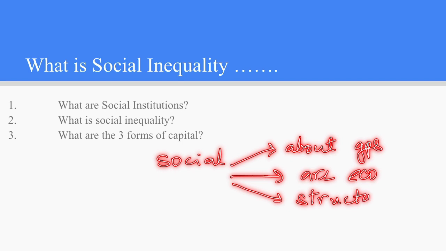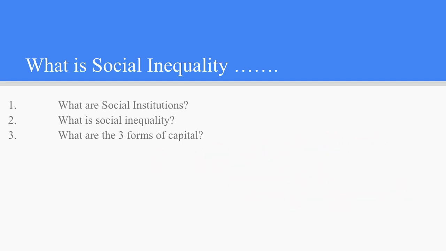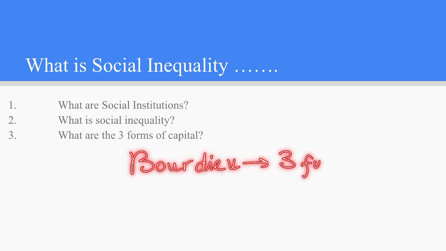Now, the next question arises: what are social resources? Social resources include money, property, education, health, power. All these are categorized as social resources. According to the thinker Bourdieu, we have three forms of capital. Number one is the economic, number two, the cultural, and number three, social.